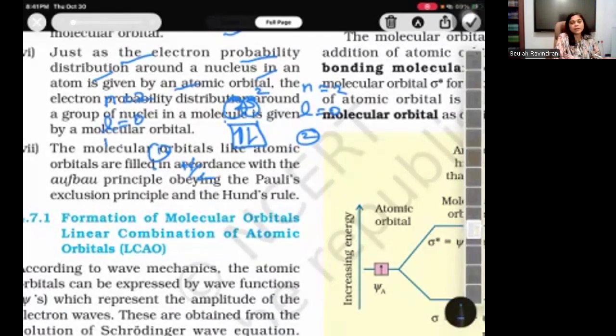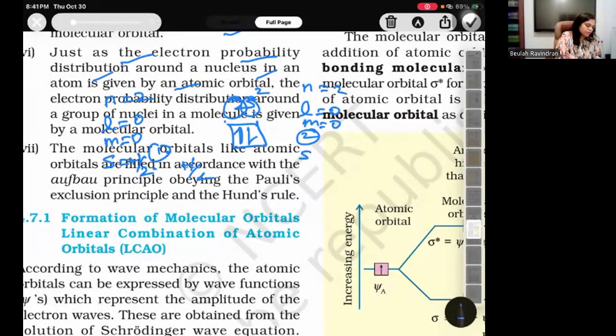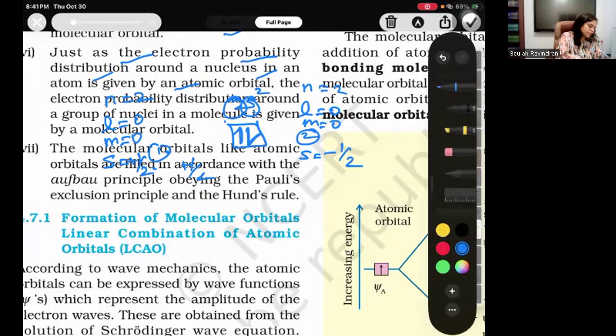M is the magnetic quantum number. That is the orientation of orbitals. So M is equal to 0. That is also the same here. But what about the spin? Spin is plus half for the first electron. Here spin is minus half for the second electron. Got it? So this is plus half rotation, and another one is minus half rotation. Can you understand this?